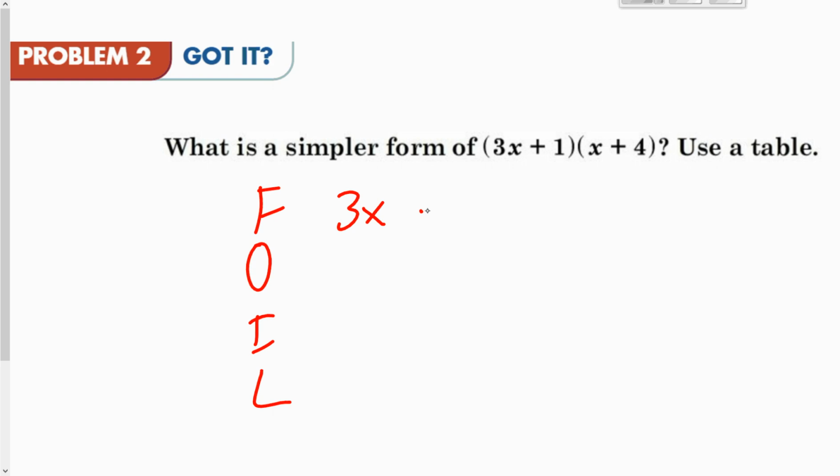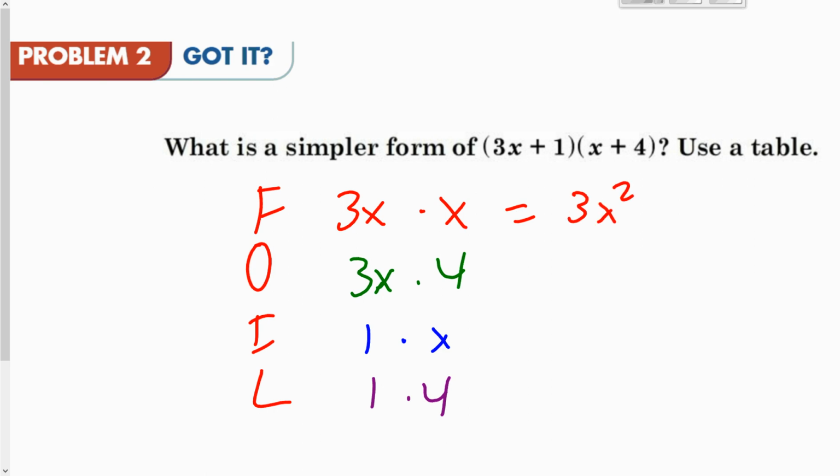So 3x times x, then 3x times 4, then 1 times x, and then finally the last one, 1 times 4. So we get 3x squared, we get 12x, and we get 1x, and then we get a 4.